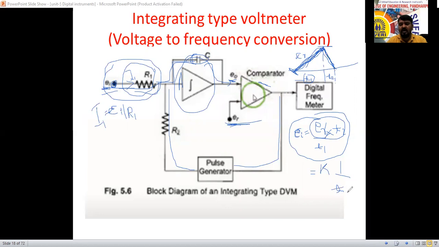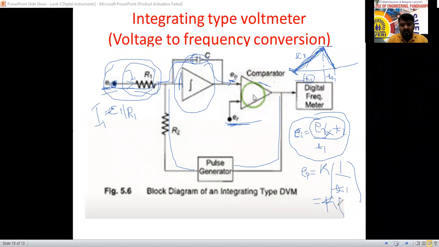So what is the frequency formula? I'm asking you people only. Is it audible or not? Yes, sir. What is the frequency formula? 1 by T. Here 1 by T only is there. Yes, sir. So K is constant, K into F0 we can call that one.